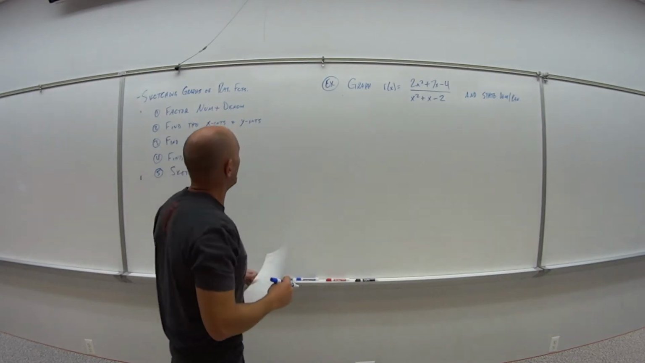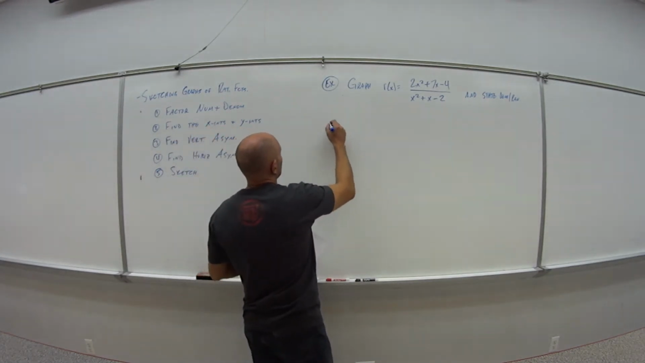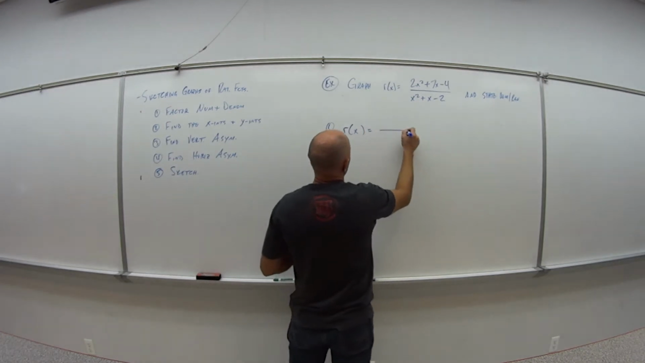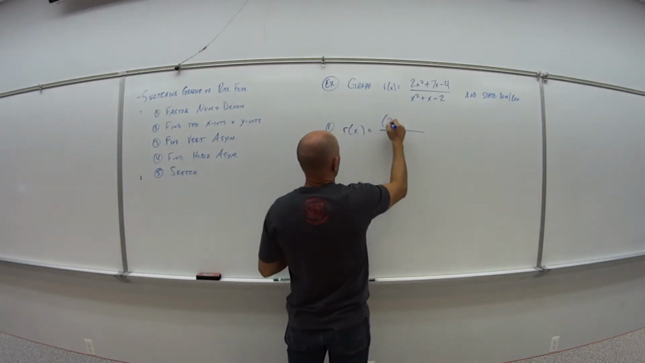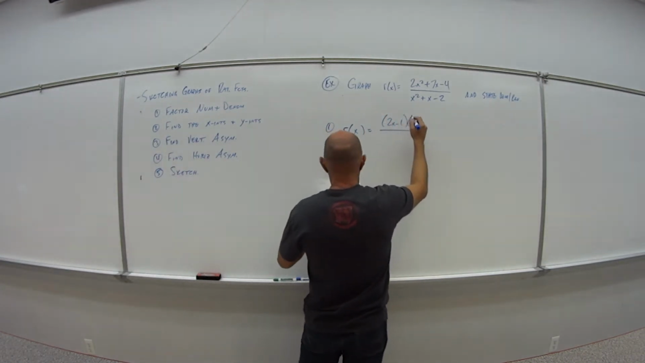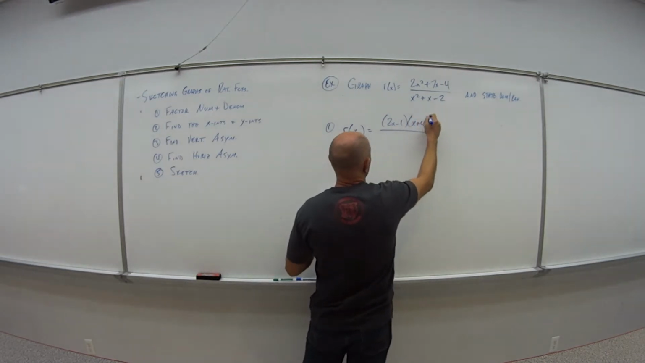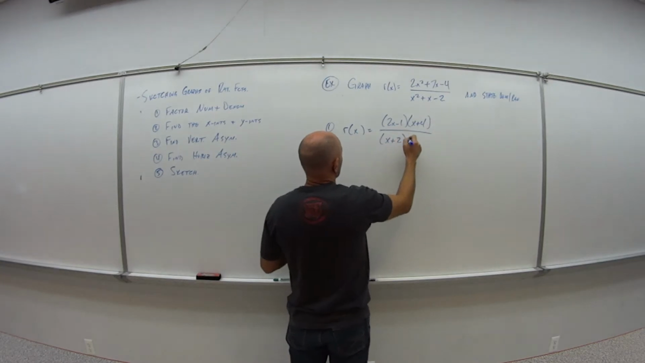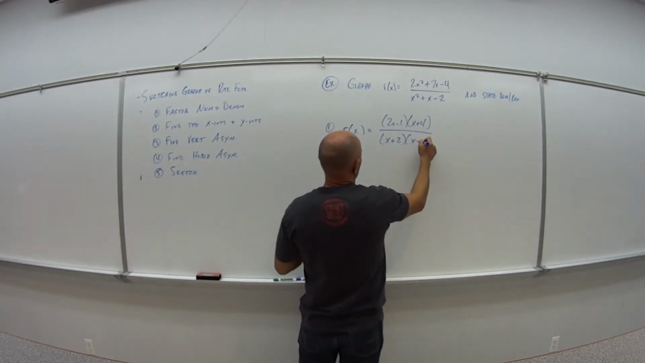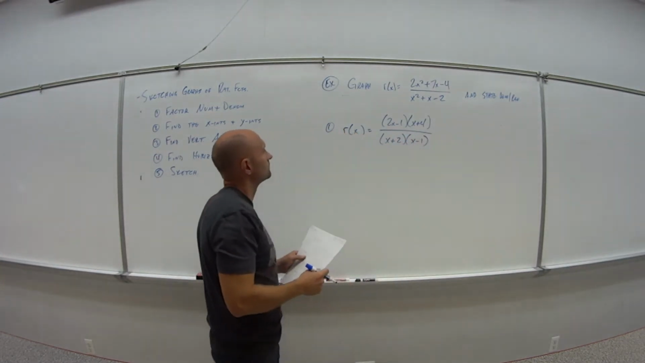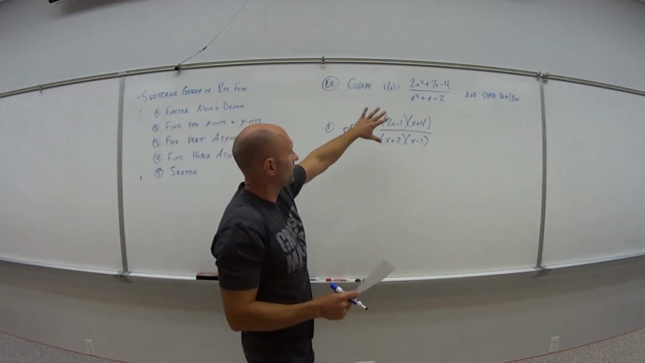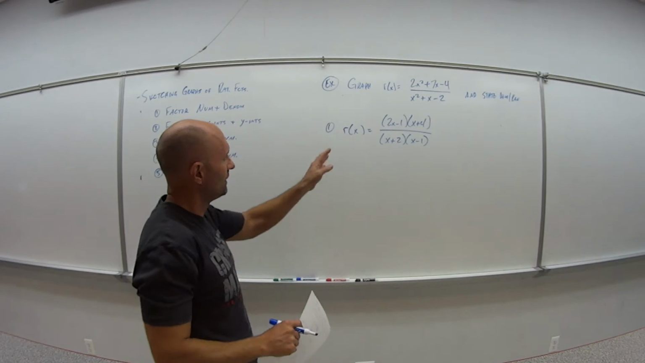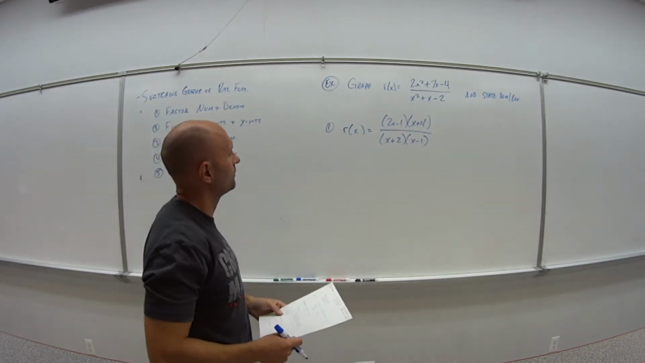So, step 1, factor numerator and denominator. When we do that, we end up with 2x minus 1 and x plus 4 in the numerator. And in the denominator, we have x plus 2 and x minus 1. So we're just factoring them separately, so we rewrite the rational function as the factored polynomials.